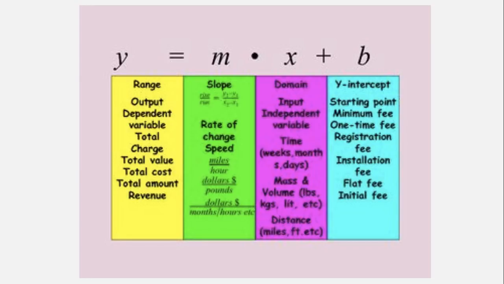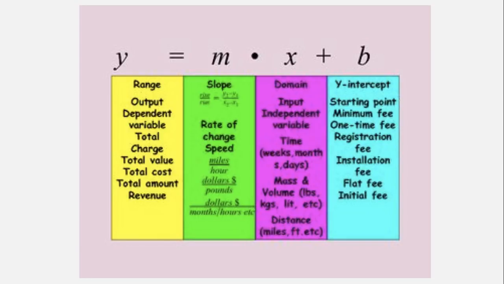You'll see the rate of change in word problems as miles per hour, dollars per pound, dollars per minute, or dollars per hour. Our x is usually our input, our independent variable. We talk a lot about our independent variable in class. This could be time, which is usually independent. This could be mass, volume, weight, distance. It could be a number of things.